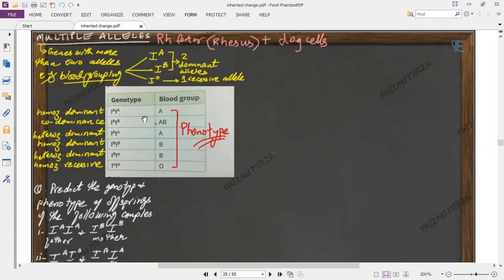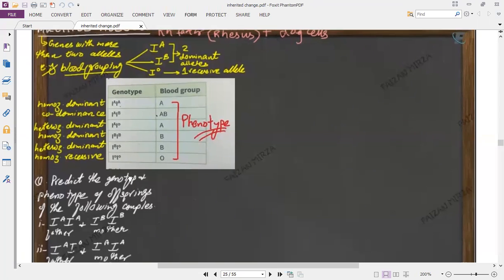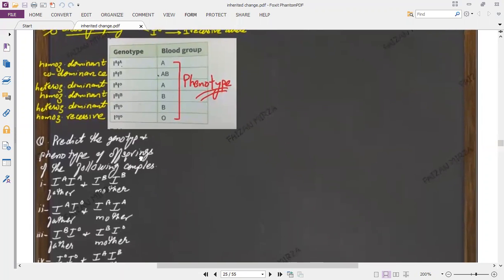The genotype for blood group A could either be I capital A, I capital A, or I capital A, I small a. One is homozygous dominant, the other heterozygous. The same goes for blood group B. A person can be blood group AB if both co-dominant alleles are present together on the homologous pair. The person will be blood group O only if both the recessive alleles are present on both chromosomes. The phenotype here represents the blood group.